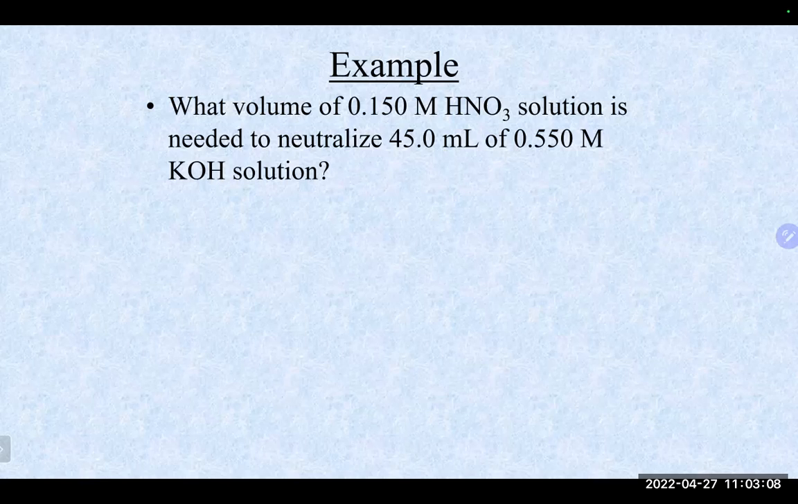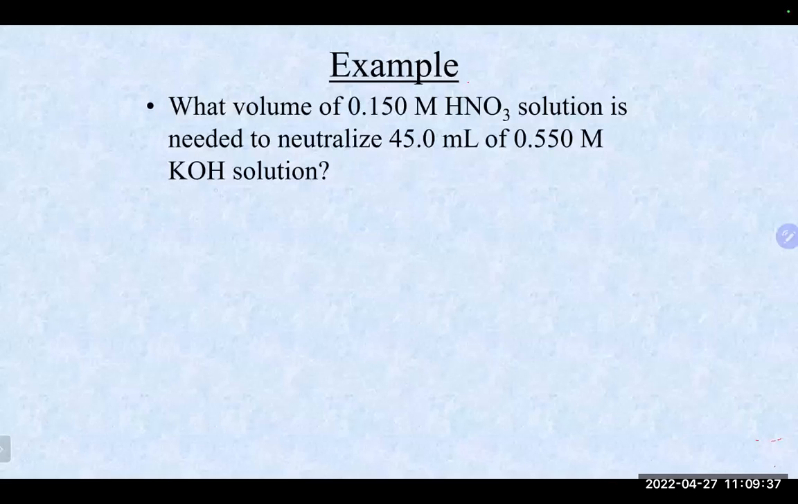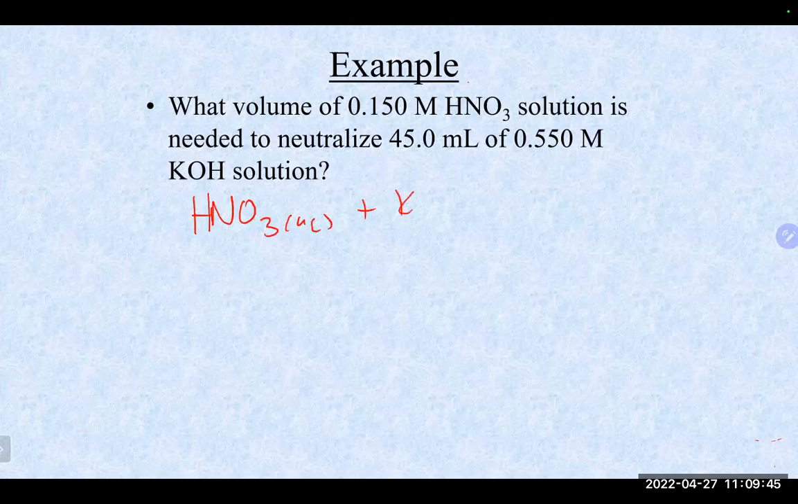This is really a solution stoichiometry problem. So we have to start with the equation and think about what information is given to you. In this case, we're looking for a volume of our nitric acid that's needed to neutralize 45 milliliters of our KOH solution. It's really like a titration problem since we have a strong acid and a strong base. So we start with our equation: nitric acid plus KOH, a strong acid and strong base.